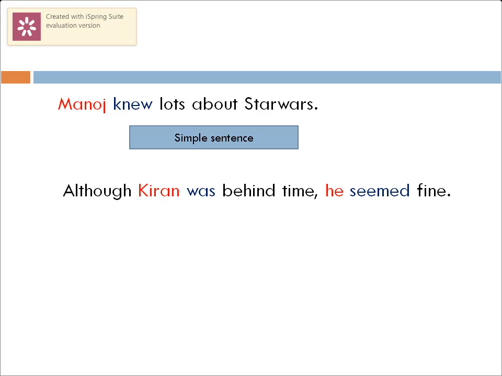Now look at the next sentence. Although Kiran was behind time, he seemed fine. What type of sentence is this? That's right. It has two clauses, and he seemed fine is an independent clause, whereas although Kiran was behind time is a dependent clause. Hence, it's a complex sentence.